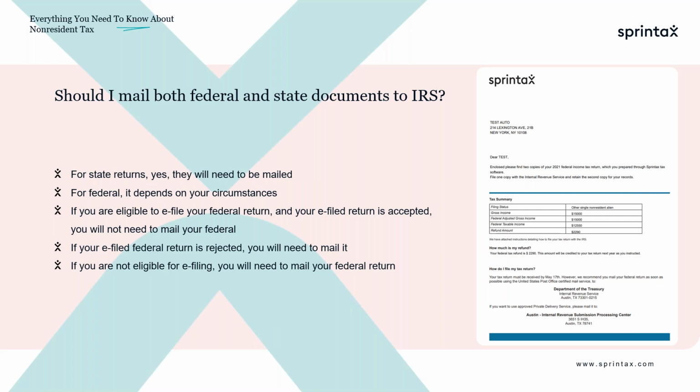On the federal side, it will depend on your circumstances. So if you are eligible to e-file your federal return and you do that and your e-filed return is accepted, you will not need to mail your federal return. But if your e-filed federal return is rejected, you will need to mail it. Or if you're not eligible for e-filing in the first place, you will need to mail your federal tax return. But again, you will get a tax pack with detailed instructions on next steps, what to do, where to send them to make sure that you are filing correctly.